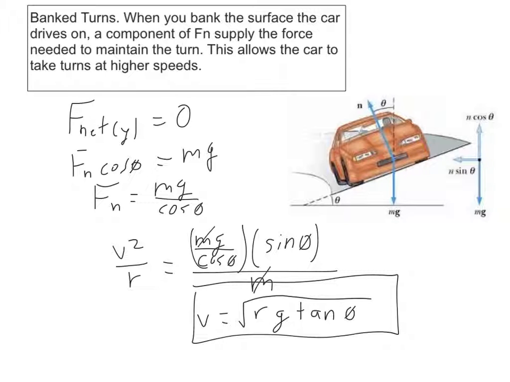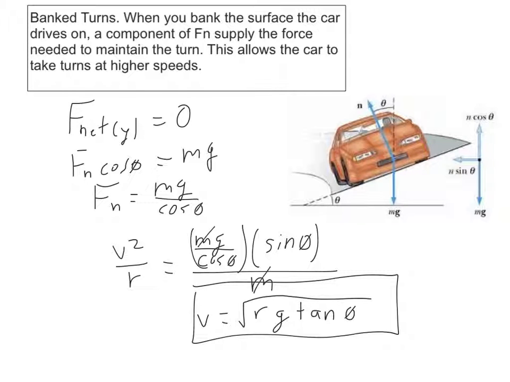If it snows, you have to go slower. A way that engineers can get around that problem is by actually banking the road. In other words, instead of the road laying flat like it was before, you actually have the roadway tilted at an angle. So this would be a face-on view of a banked road. You can see it's actually kind of like an inclined plane.